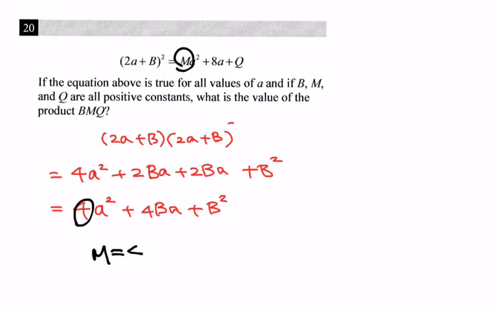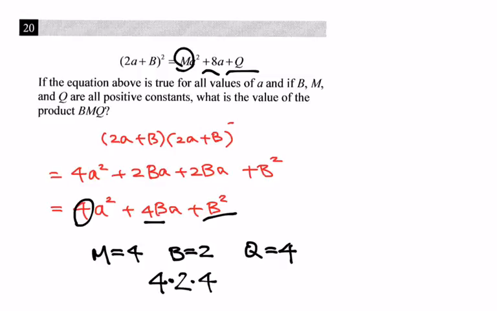So m must be equal to 4. See, by comparison. And then 4b must be equal to 8. Then b must be equal to 2. b squared must be equal to q. Then what is b? b was equal to 2. So b squared becomes 2 squared. And then q is the value that you will be getting by squaring 2. So q will be equal to 4. Once you multiply all three of them, we'll end up getting 32. That's our answer. All right, we'll stop here, and I'll see you later.